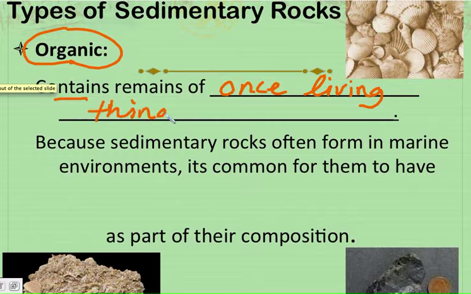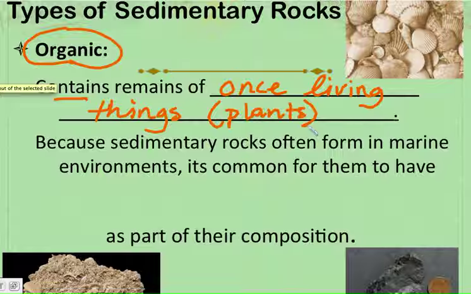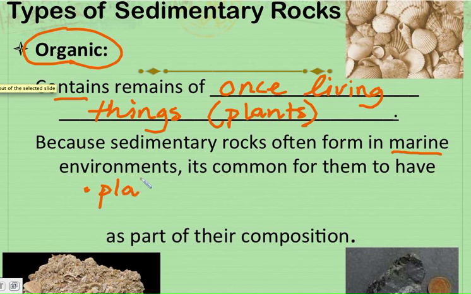Okay, and I know all the time that means our brain goes right to bones and stuff like that. I want you to think plants here. Okay, plants is probably our most common type of organic material inside of a rock. Oftentimes, because sedimentary rocks are being formed in these marine environments where plants are prominent, like a swamp, we tend to have plant matter as one of our common materials to make it organic. Coal would be an example of that.